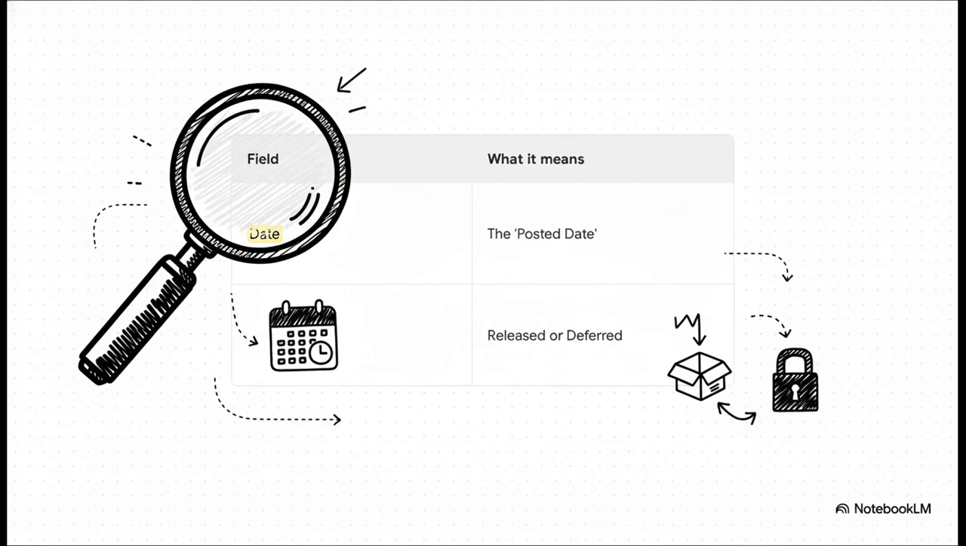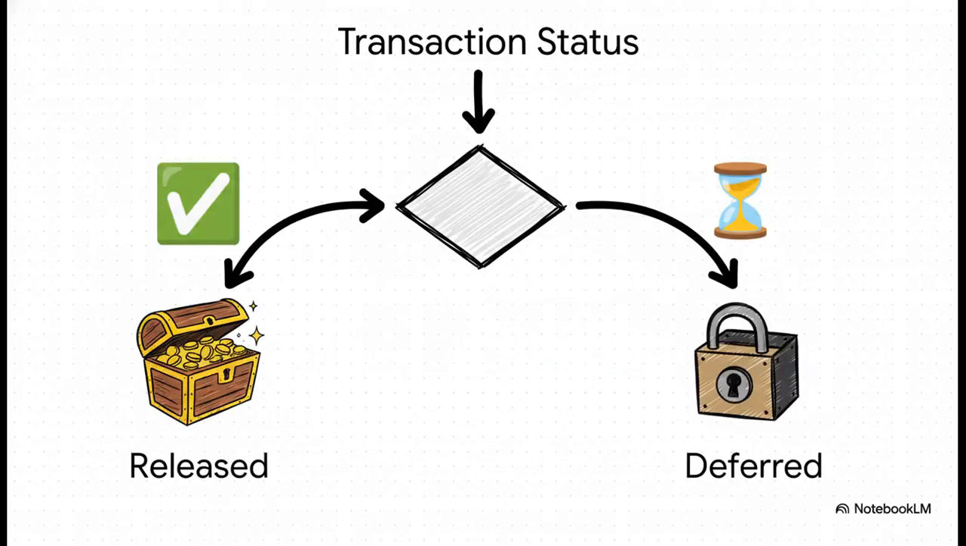And that one little search gives you the two most important pieces of the puzzle. First, the posted date, and trust me, we'll circle back to why that date is so critical. And second, the transaction status. It's going to say one of two things, either released or deferred. And that one word, released or deferred, is your fork in the road. It tells you exactly which path to take next.